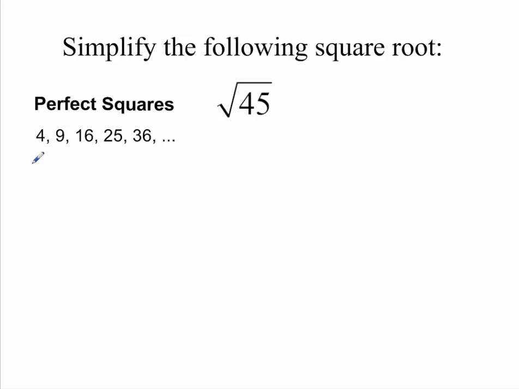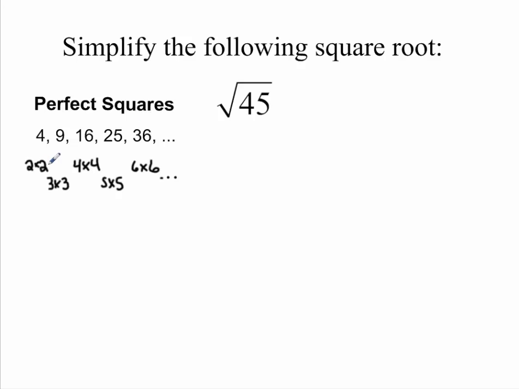Well, 4 is the result of multiplying 2 times 2. 9 was the result of multiplying 3 times 3. 16 is the result of multiplying 4 times 4. 25 is the result of multiplying 5 times 5. 36 is the result of multiplying 6 times 6. And that list goes on and on.